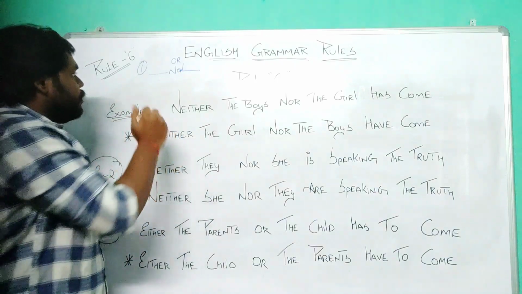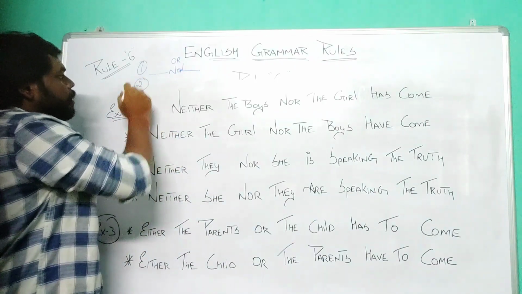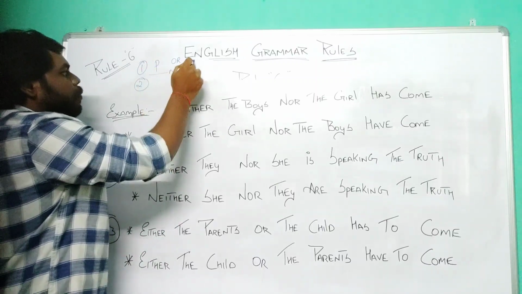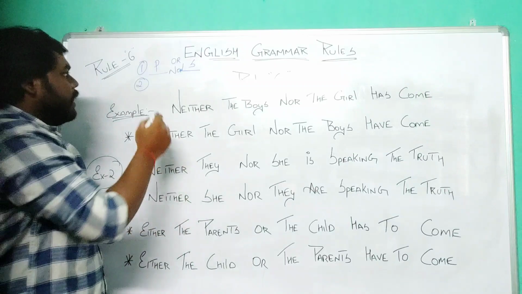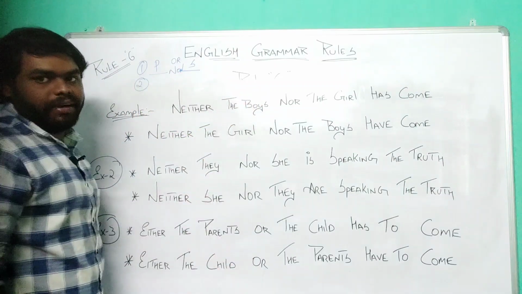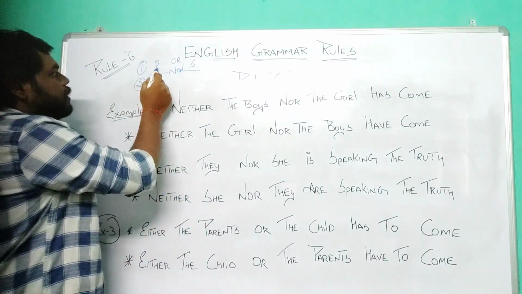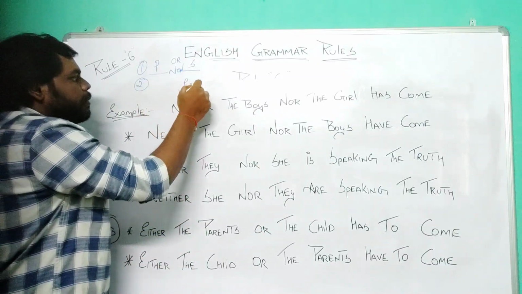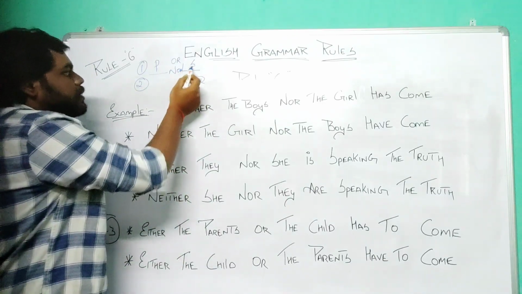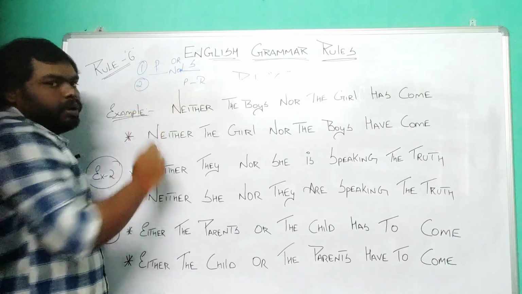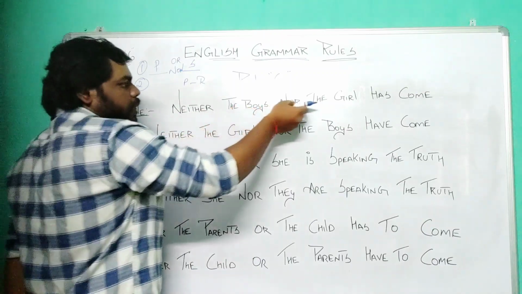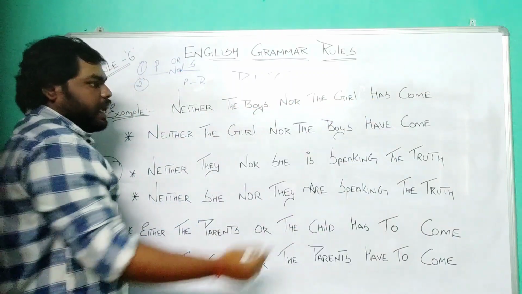Rule number 2 is both of these subjects must be one plural and one singular, right? And then if we have this format, then rule number 6 will definitely apply there. We should place the plural verb along with the plural subject, and the singular verb will take the plural verb's position. For example, neither the boys nor the girls has come.